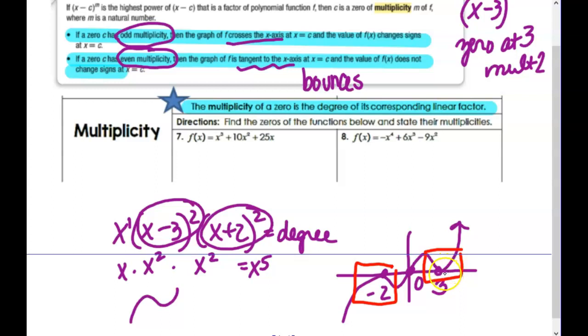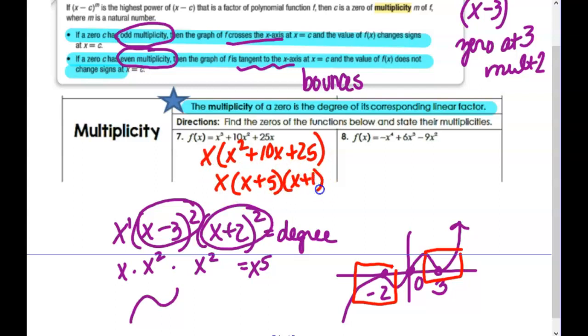Now do you remember a little bit of this from Algebra 2? It says find the multiplicity of a 0 and its corresponding linear factor. So this number 7, what can we take out of all those? Is that a degree 3? So we can just take out an x, and that would be x squared plus 10x plus 25, which factors x plus 5 times x plus 5. Whoops. I don't know why I wrote a 1.